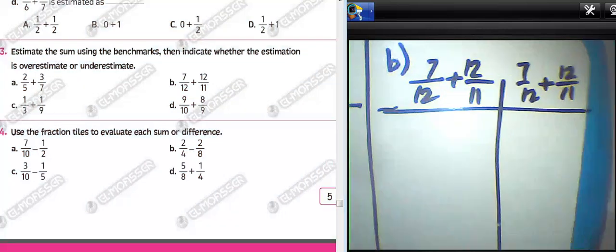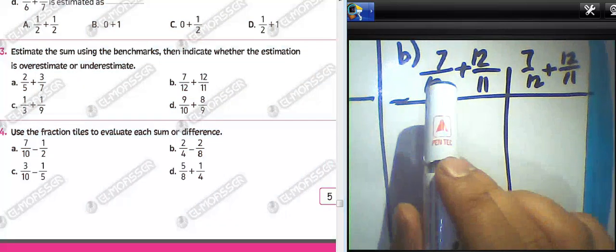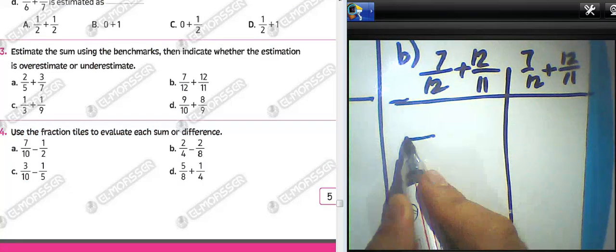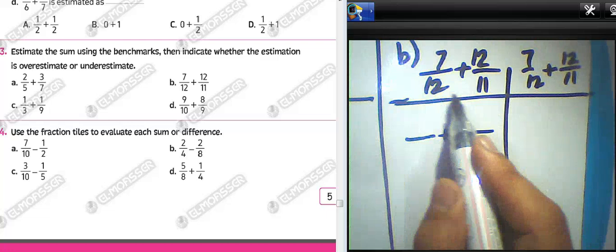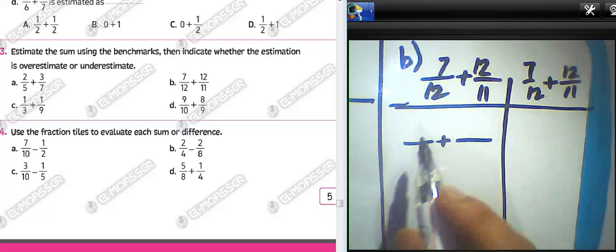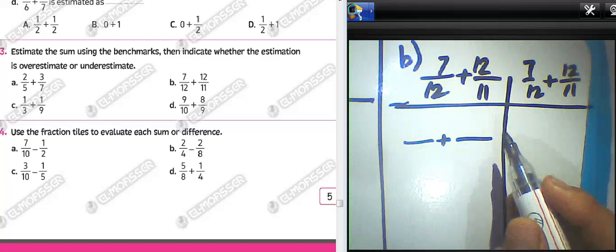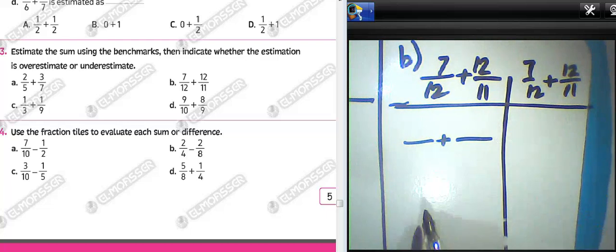Okay, look at letter B here: 7/12 plus 12/11. We can find the least common multiple between them. It is 11 times 12, because 12 can't be divided by 11. We can find 11 multiplied by 12 here.